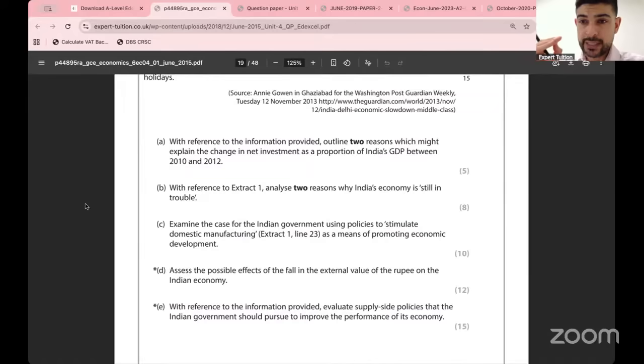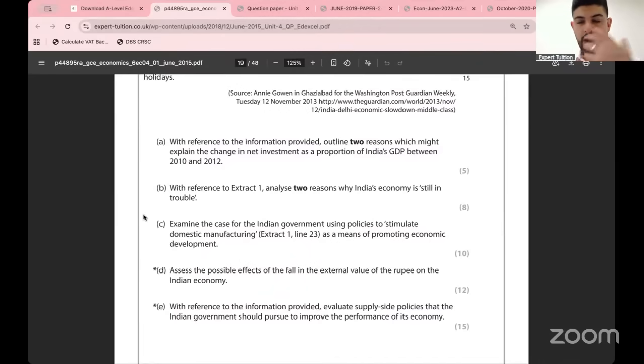Absolutely phenomenal candidates would have read that and gone, this is the Lewis model. I'm going to explain through the Lewis model. And then you simply turn around and go, hey, listen, the Lewis model says this, it says an excess supply of labor in the agricultural sector. Go and move the farmers and explain it that way. Yeah. That is exceptional analysis, absolutely phenomenal.